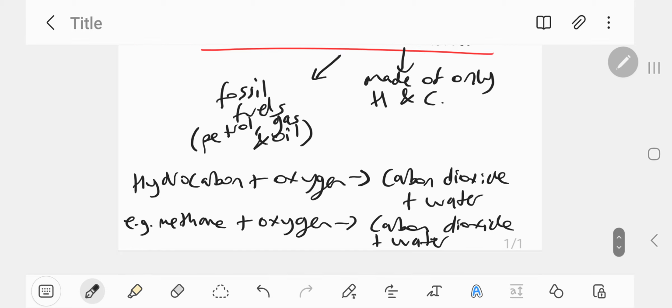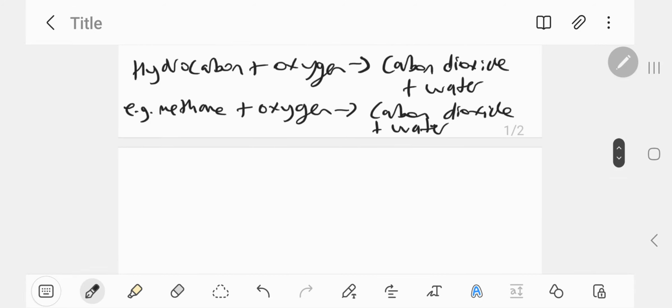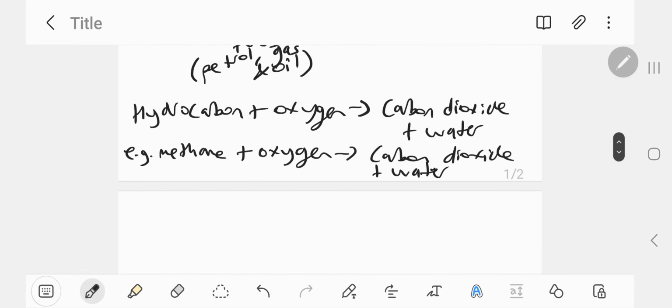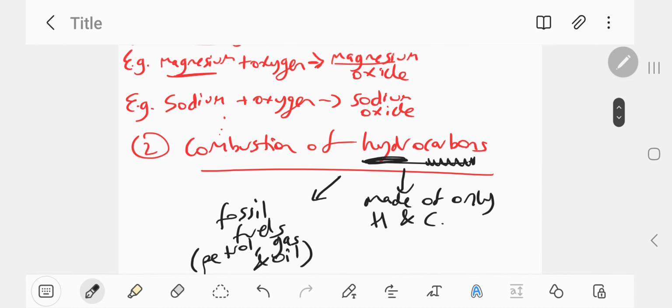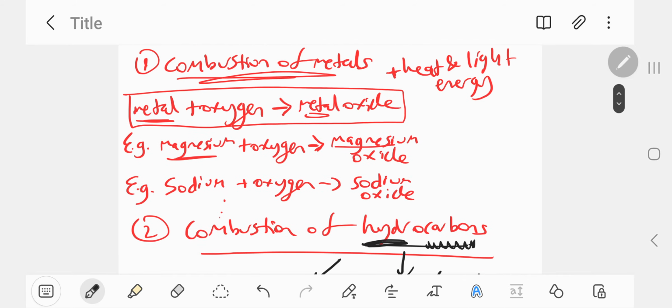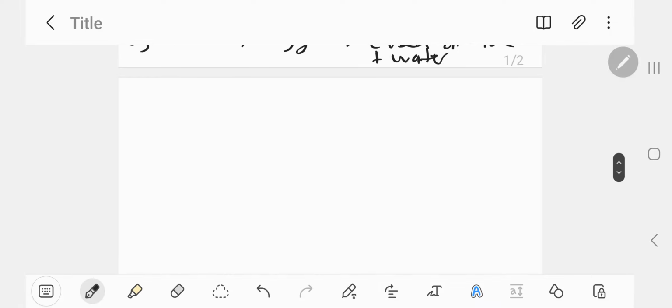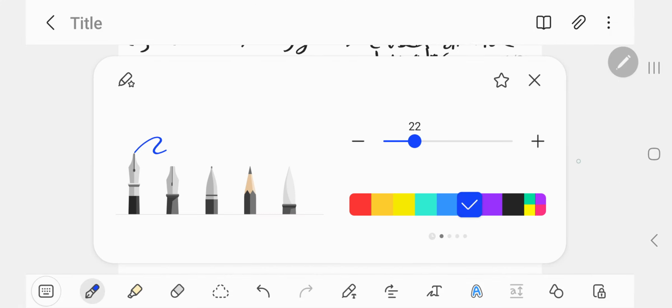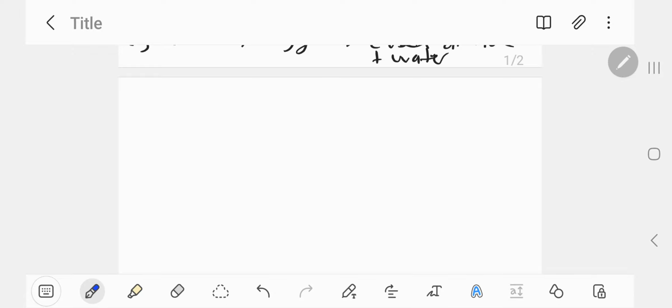And then this leads me into the main categories of combustion. So these are combustion of different materials. There's different types of combustion in terms of the amount of oxygen they use. There's complete and there's incomplete combustion.